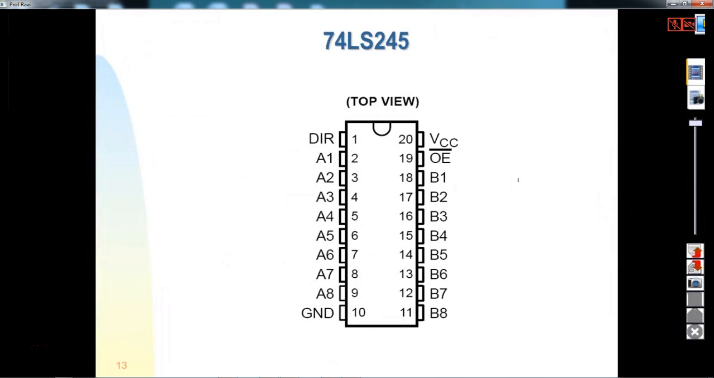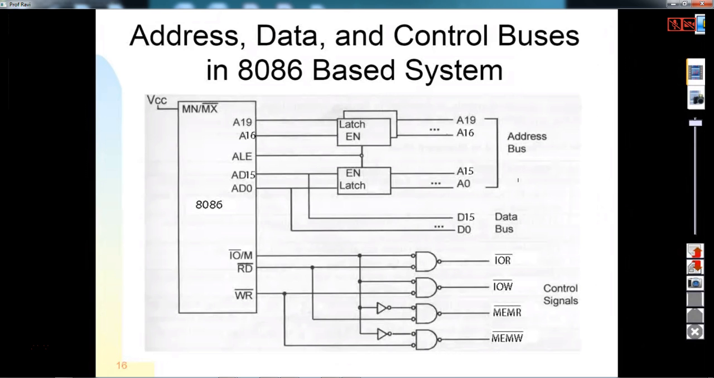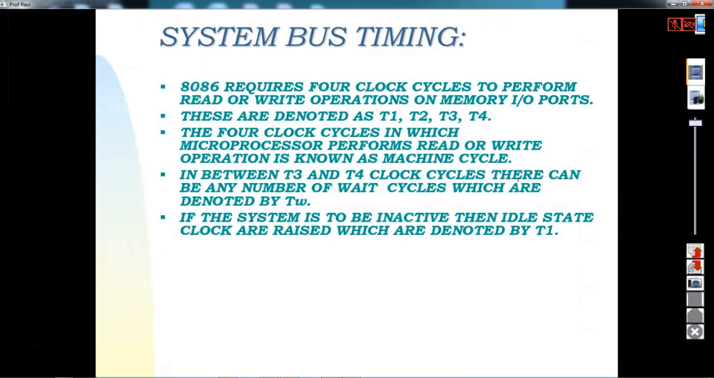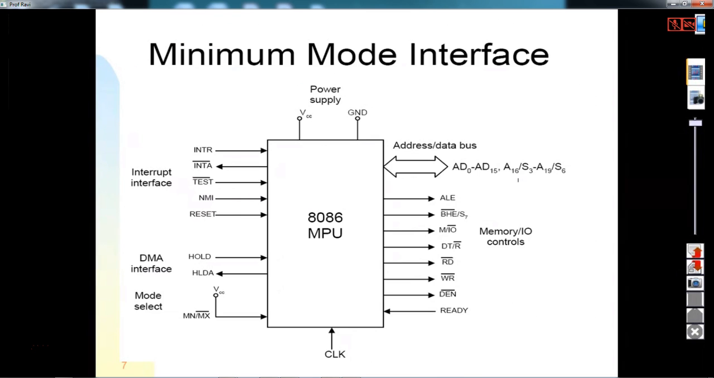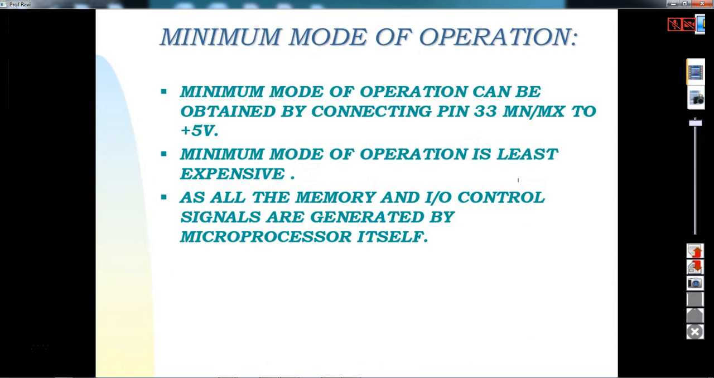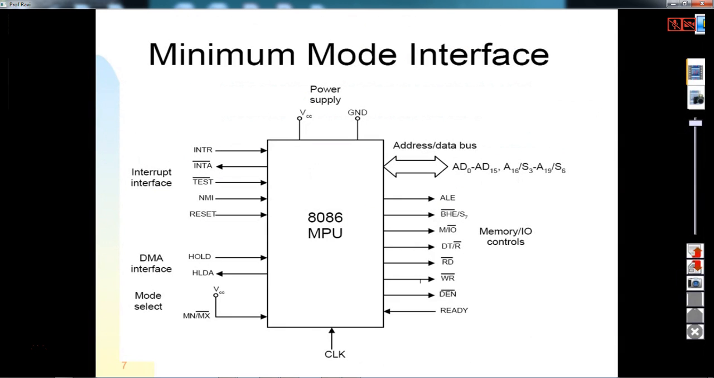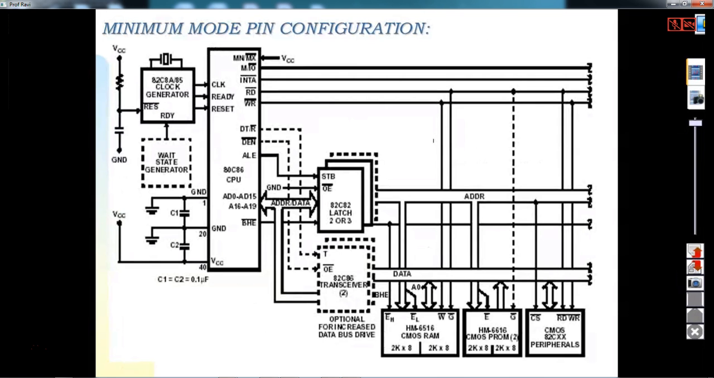This is what we have seen up to now. Now in minimum mode and maximum mode, this is how the pins look in minimum mode. Here the 33rd pin is connected to VCC, which means it is in minimum mode. So what do we mean by minimum mode and maximum mode of operation?